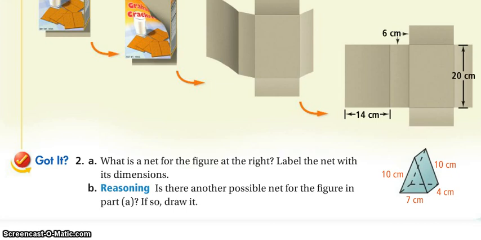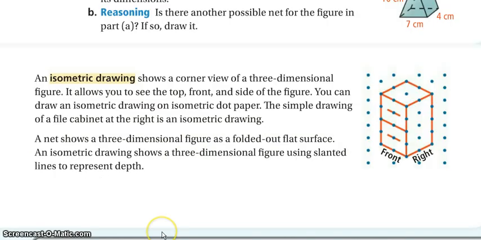Next, what I'd like you to do is to look at the got it here, number 2, and determine what the net is for the figure. So try to create a net for the figure on the right. It is a triangular prism, and I'd like you to figure out how many surfaces, how many faces does it have, and what are the dimensions of each of the faces, and create a net for that in your interactive notes.